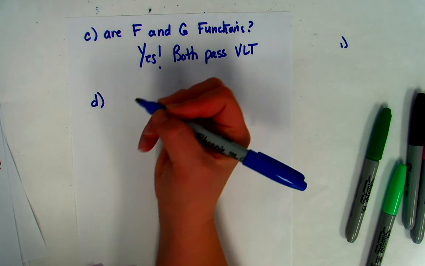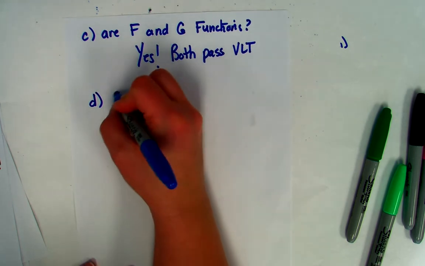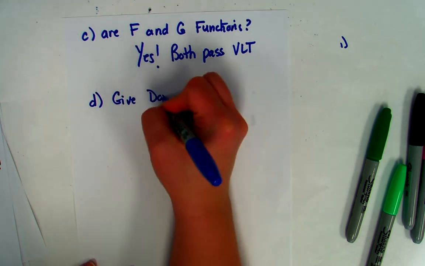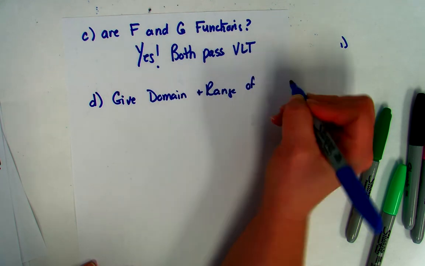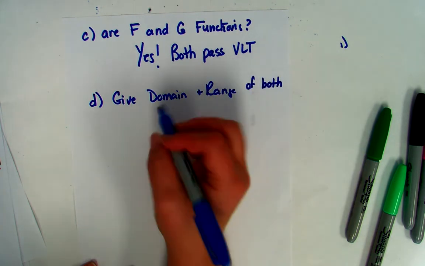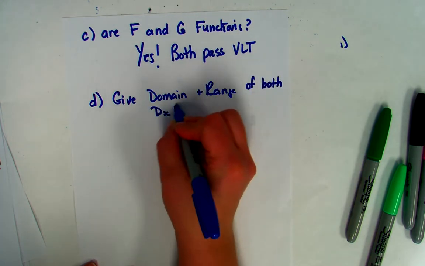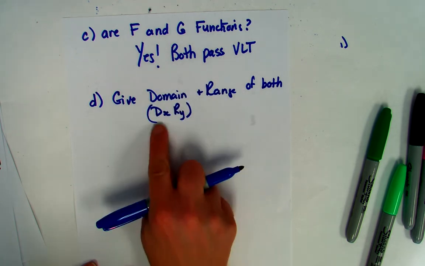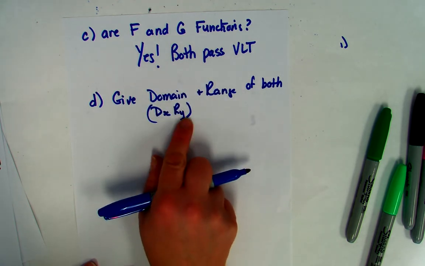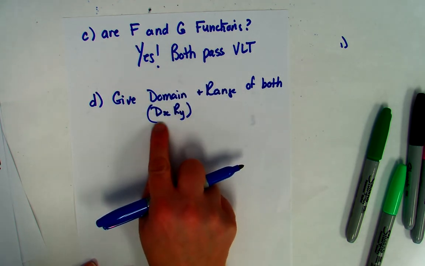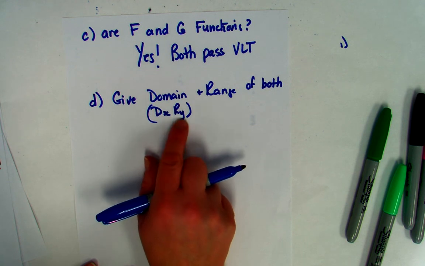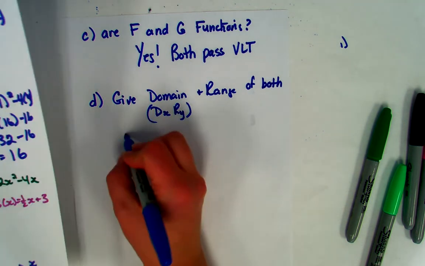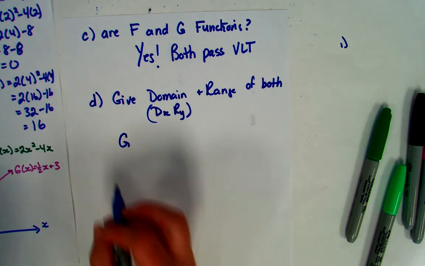Now here's where we are going to go back and link it to domain and range. So give domain and range of both. And a thing I teach my students to try and remember, because the hardest thing is which one is x and which one is y, is to think DX, RY. Domain is always x, range is always y. So let's look at G first because it's the line.